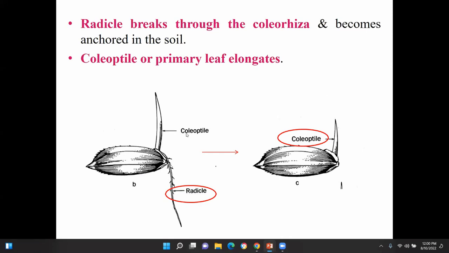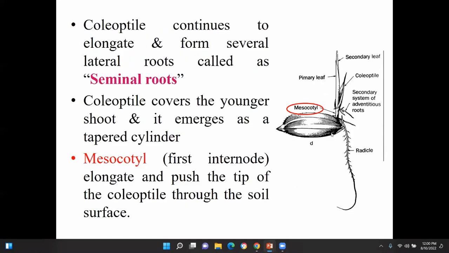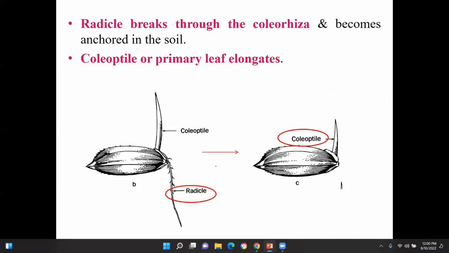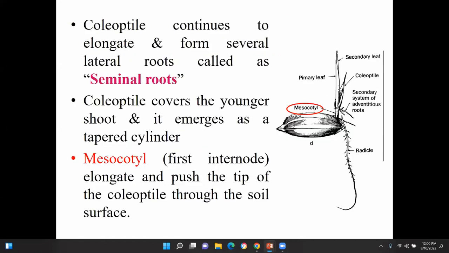The upper part that develops is called the coleoptile. I think you already saw it in the video. Through the coleoptile, the primary leaf will elongate. You can see here the coleoptile continues to elongate and form several lateral roots. These are called seminal roots.